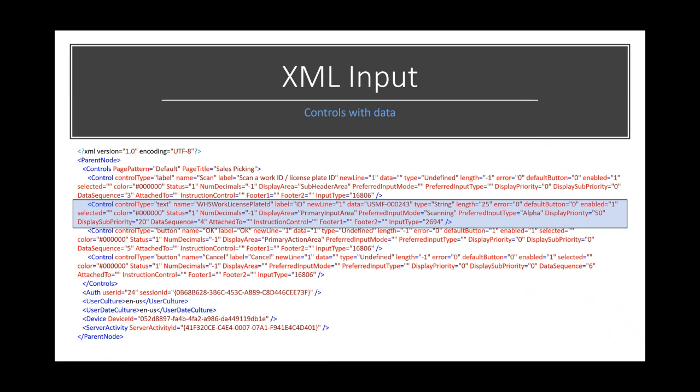So here's an example of XML sent from the mobile app to the custom endpoint on the server. You can see the XML is broken down into the different controls with attributes that are filled in with the data entered by the user. In the element I have highlighted, you can see the name of the control is the WHS work license plate ID, and you can see this data attribute contains the data entered by the user. In this case, it's the work ID, WUSMF-00243.